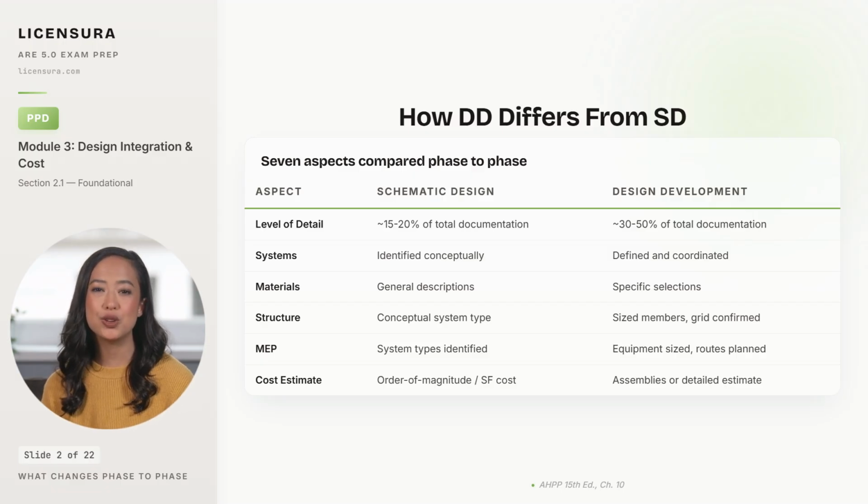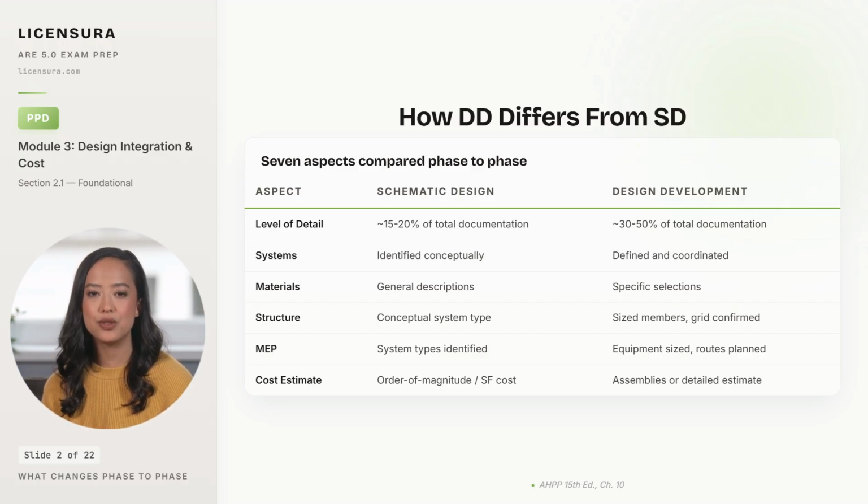Materials shift from general descriptions to specific selections with manufacturer-level intent. Structure advances from a conceptual system type to sized members with a confirmed column grid that the architect has agreed to live with. MEP routes get planned in 3 dimensions with equipment sized for the loads.